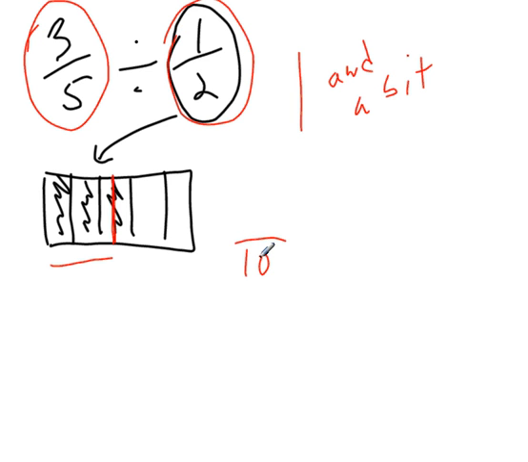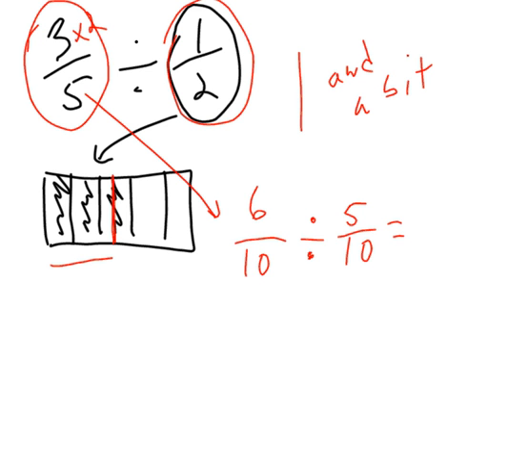So in order to get 5 to be 10, I have to multiply it by 2, so if I times the top by 2 as well, another name for 3/5 is 6/10. And we want to divide by 1/2, which in terms of 10 is 5 out of 10. Now we've made the question a lot easier.